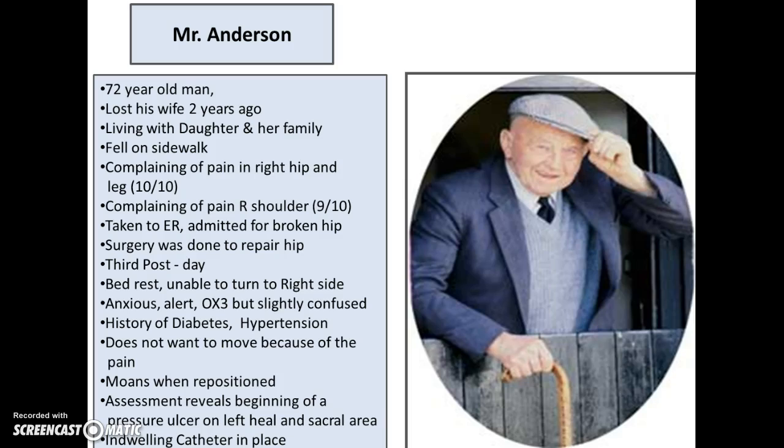He's anxious, alert, and oriented ×3, but slightly confused. He has a history of diabetes, hypertension, and does not want to move because of the pain. Every time he's repositioned, he moans and groans. Assessment reveals that he is beginning to have a pressure sore on his left heel and sacral area, and he has an indwelling catheter in place. So that is our assessment. Part of it may have been attained from report. Most of it was probably in conversation with the patient, especially the pain scale.